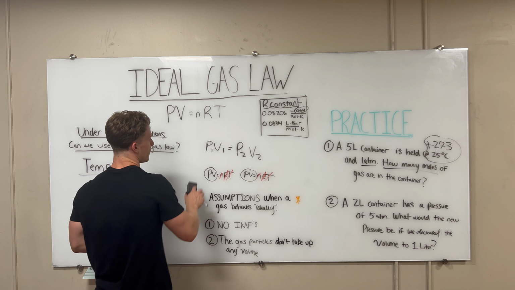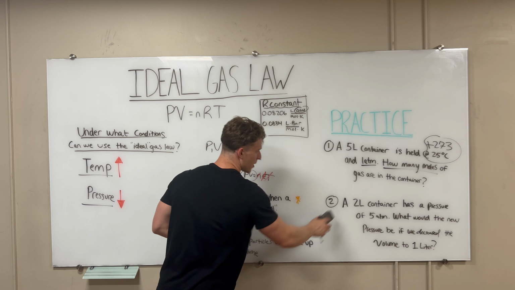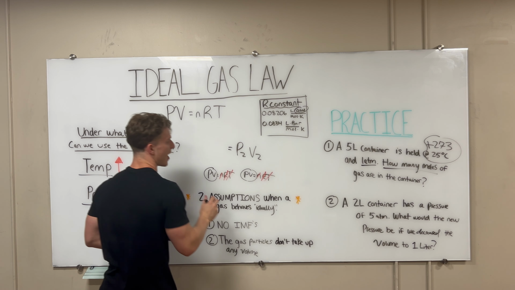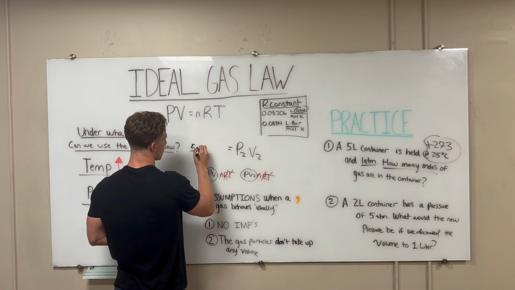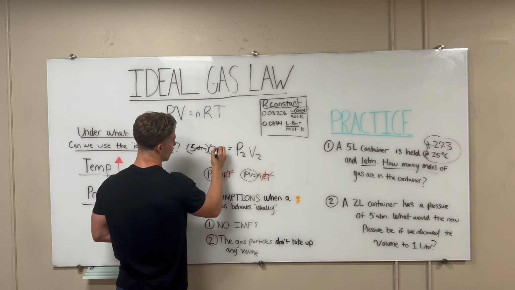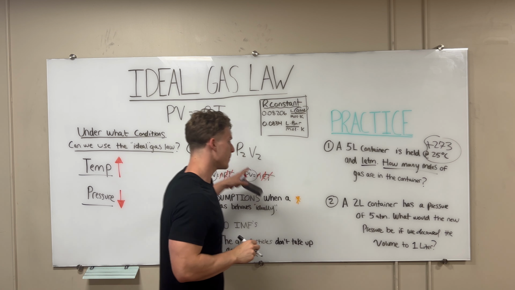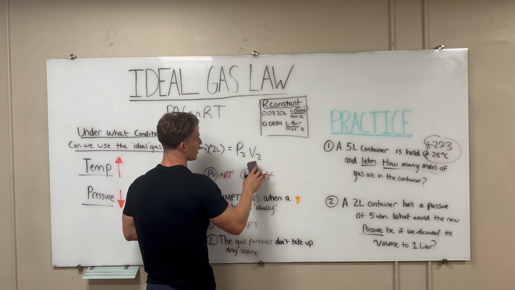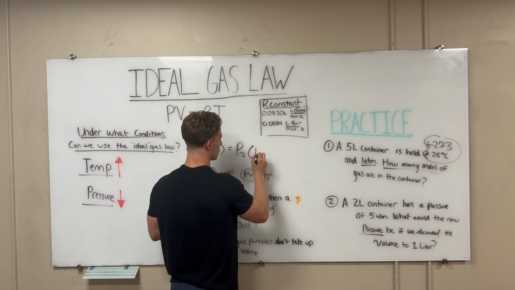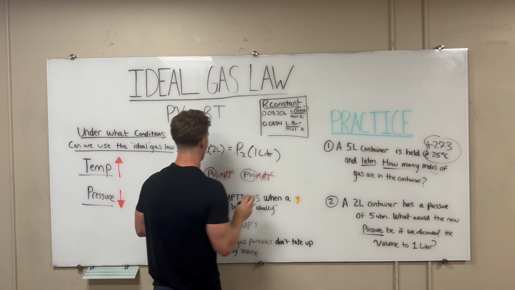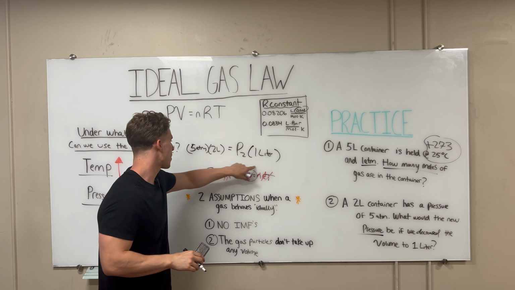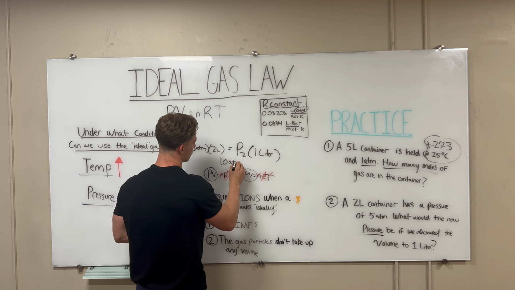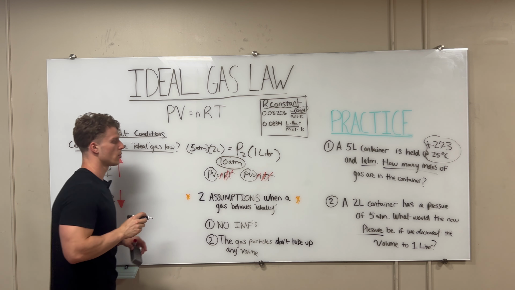So let's plug in what we have. Our original volume is 2 liters, and our original pressure is 5 atmospheres. So it's 5 atmospheres times 2 liters. Our second pressure is what we're trying to find, but our volume is now 1 liter. So what we can do is 10 divided by 1 when we bring that to the other side, and our second pressure is going to be 10 atmospheres. That's how you do a problem just like that.